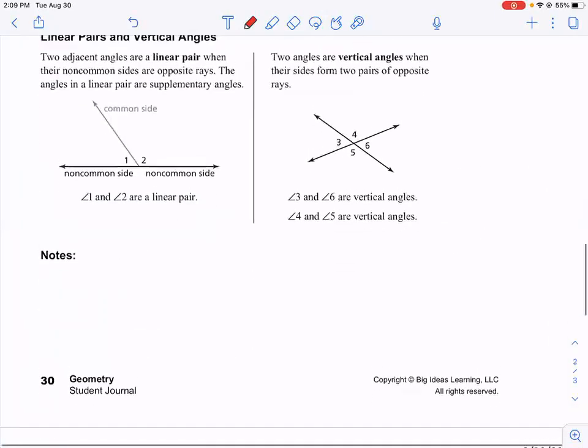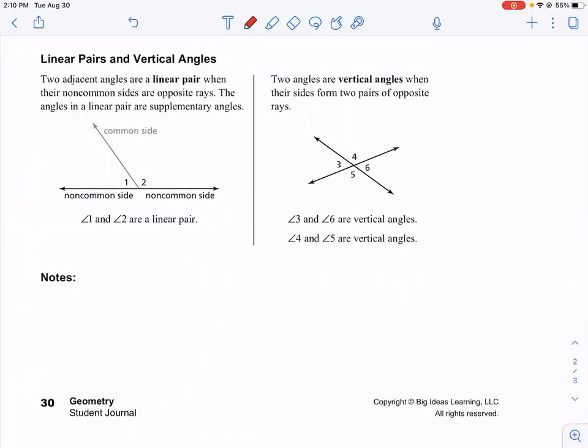All right. Now here's another visual. These are a linear pair. These are a set of vertical angles. So in this picture, 3 and 6 are congruent because they are vertical from each other. 4 and 5 are congruent because they are vertical from each other. Now we're going to draw a picture below right here in this notes area.